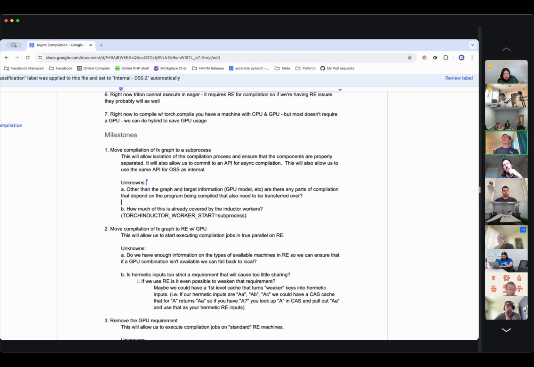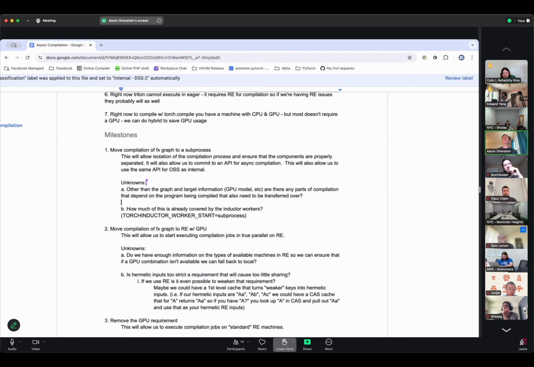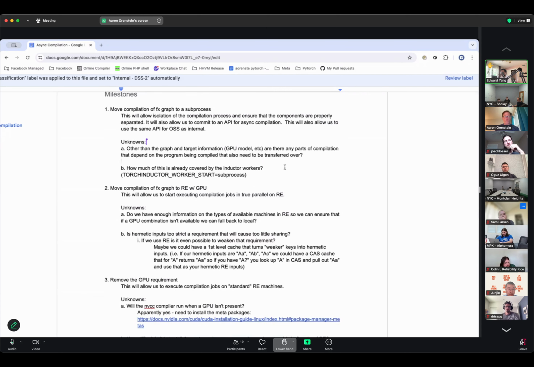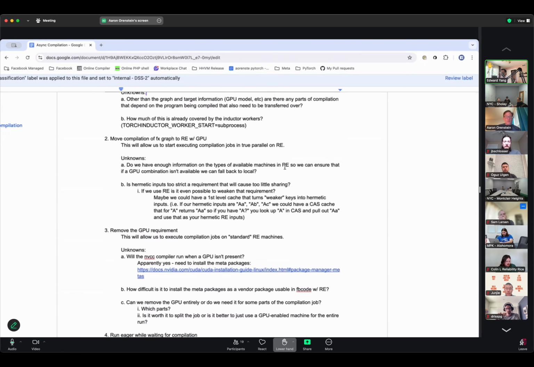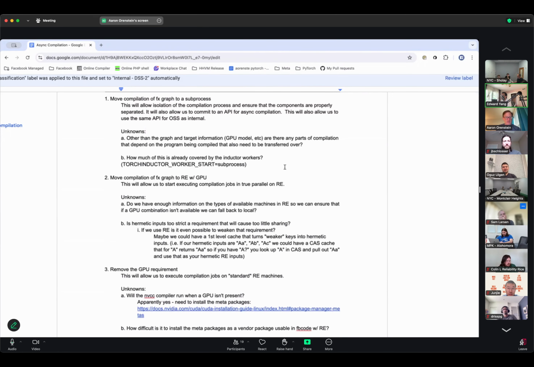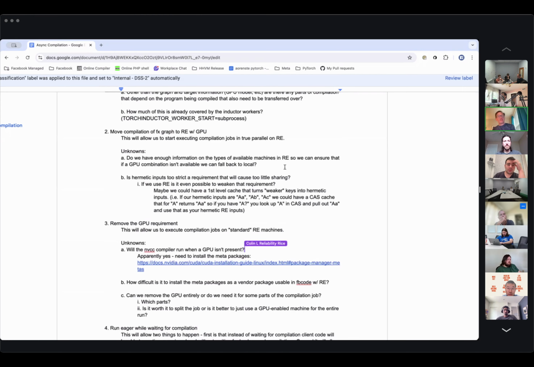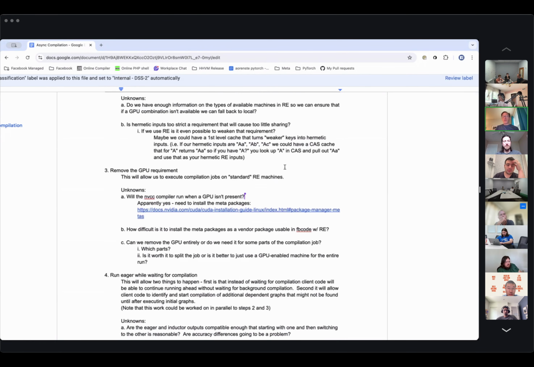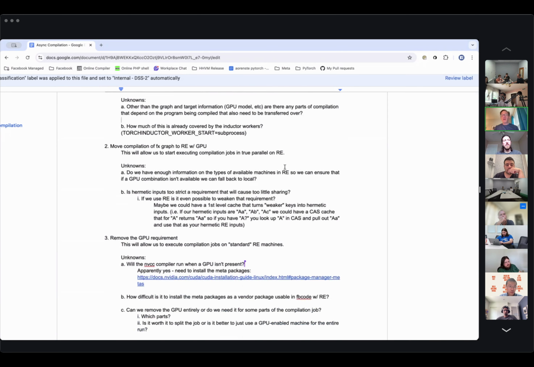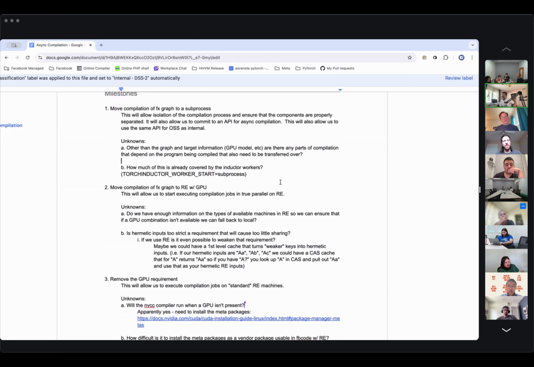Colin, did you have your hand up still? Sorry, no, leftover. Okay, I have Edward. A quick comment, which is we don't have to do these in order. The de-GPUification of inductor, removing the GPU requirement, can happen in parallel to isolation to a sub-process. Yes, that's true. And furthermore, running eager while waiting for compilation doesn't have to wait for RE. Once we've moved stuff to a sub-process, we can do that as well. You can also just not do that step at all. That's right. There is some independence. This is a graph. It's not necessarily a list.